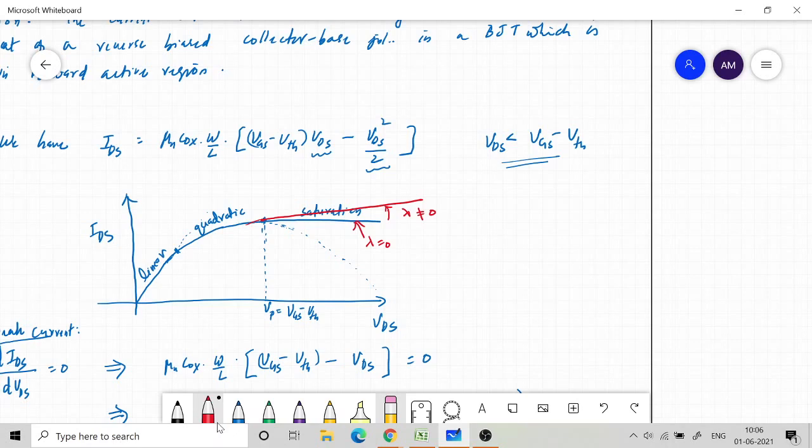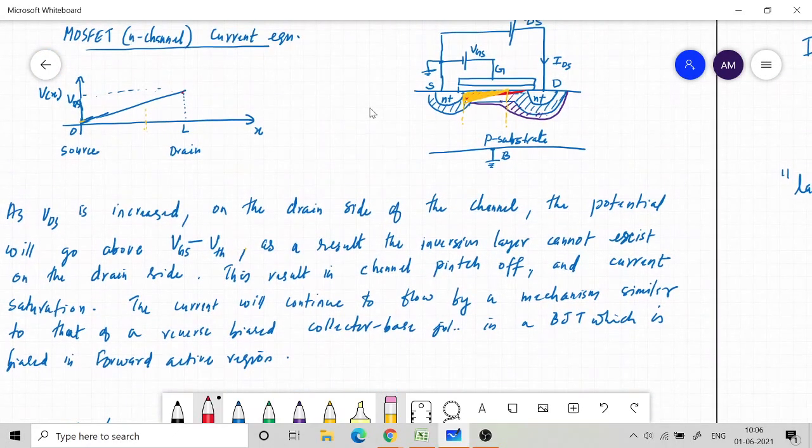You might have seen that I did not explain this yesterday when we did the simulation. I just put in some value for lambda like 0.05, and then we observed some slope in the curve. So how does that come? To see that, let us go back into this diagram. Earlier when we derived the expression, we assumed that the length of the device is from here to here, that is, the space between the two n plus regions.